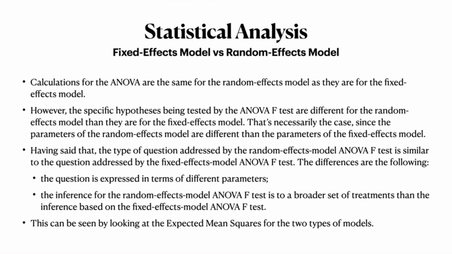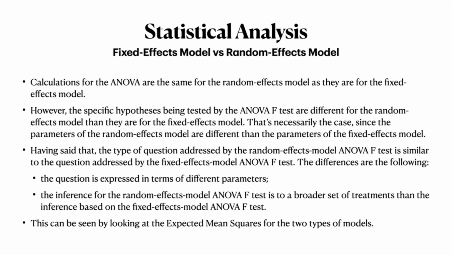Now let's talk about the statistical analysis for these two types of models. The good thing is that the calculations for the analysis of variance are the same for the random effects model as they are for the fixed effects model. So what you've learned up to this point about how to do an analysis of variance for a fixed effects completely randomized design will apply to a random effects model in the context of a completely randomized design as well. However, the specific hypotheses being tested by the ANOVA F-tests are different for the random effects model than they are for the fixed effects model.